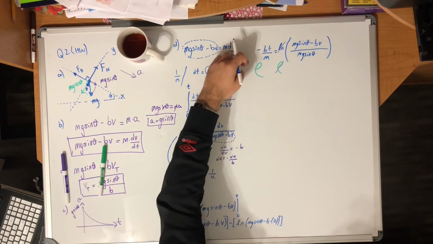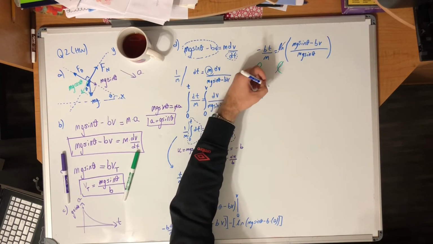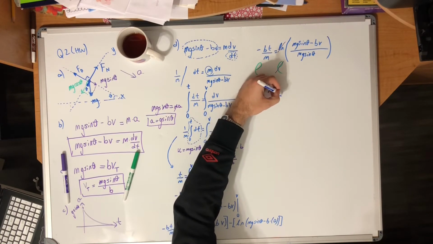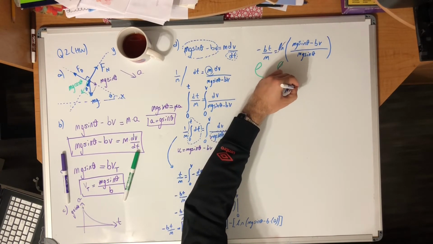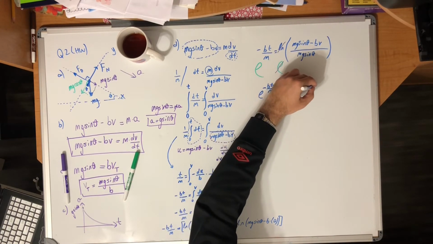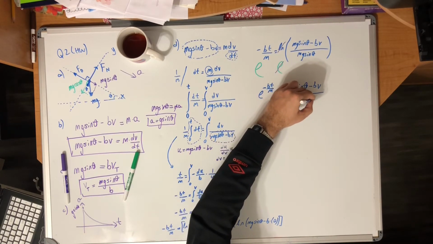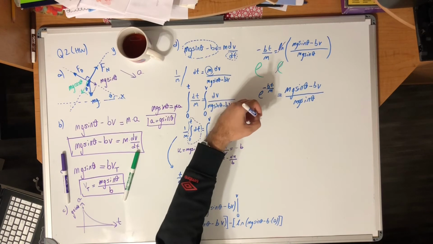And there's nothing to cancel out over here, so that is just going to stay as a power of e. So it's e to the power negative b t over m. And they cancel out. On the right side, I'm just going to have mg sine theta minus bv divided by mg sine theta. So now I'm trying to solve this for v. So I need to get rid of that mg sine theta in the denominator. So multiply everything with mg sine theta.